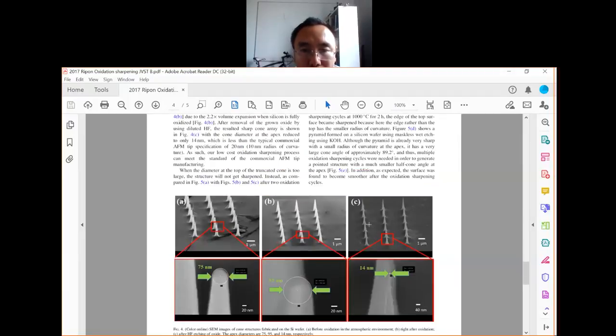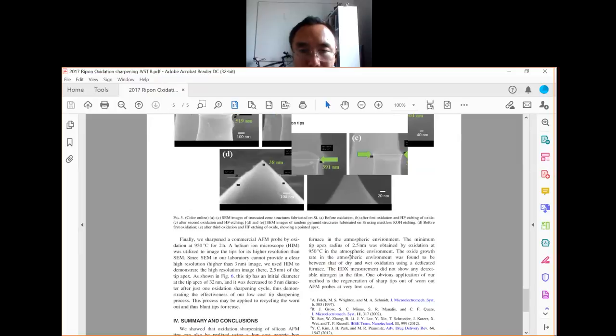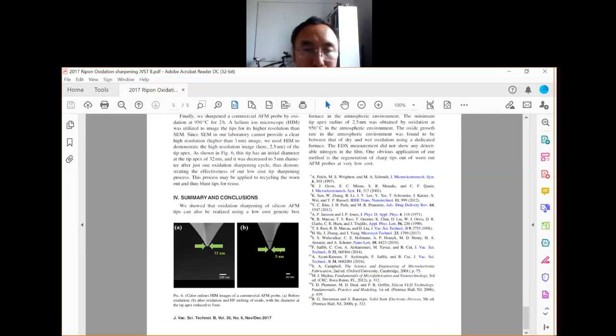Now we look at the result. This one is before oxidation sharpening. After oxidation sharpening, it becomes like this. And we can make the tip up to about 5 nanometer sharpness.